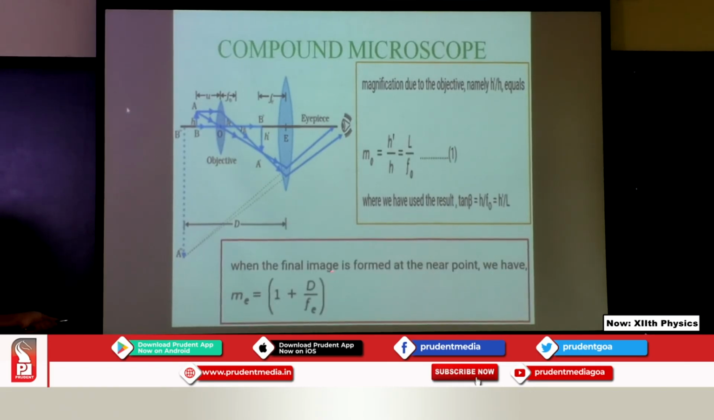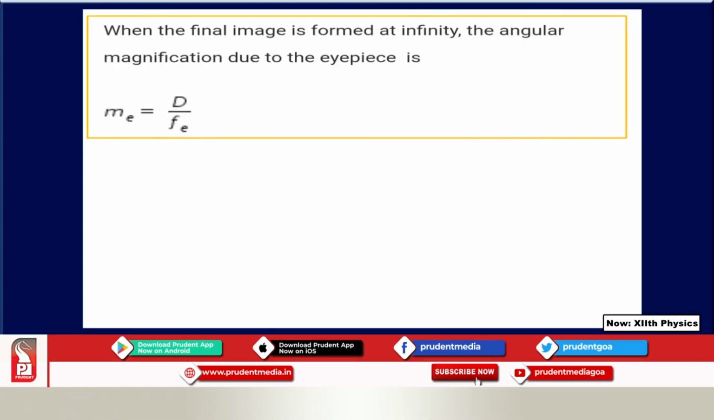Now, when the final image is formed at the near point, ME, that is the magnification at the eyepiece, is 1 plus D upon FE. I have completely taken this from the simple microscope equation for when the image is formed at the near point. E is your eyepiece. When the final image is formed at infinity, we know ME will be given by D upon FE.